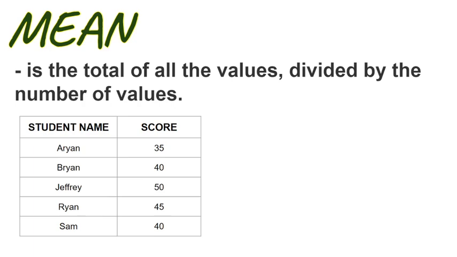From the definition, it says we get the total of all the values. That means we simply have to get the sum of all the scores, 5 scores, okay? And we divide by the number of values. So there are 5 values, or 5 scores for 5 different students. After getting the sum, the total of the scores, we follow it by dividing by 5.